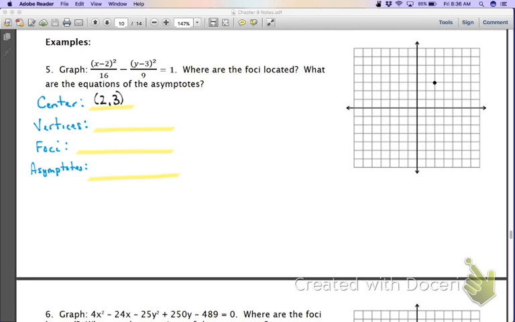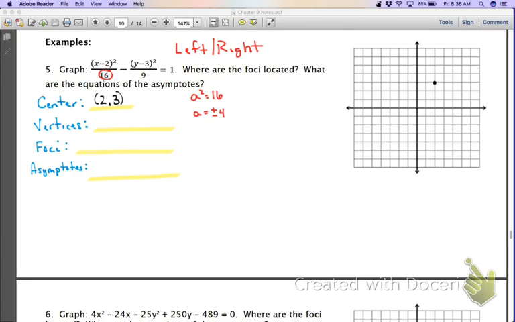So first off, is it going to be top and bottom, or left and right? Left and right. So it's left and right. So then a squared is equal to 16. So what's my a value? Plus or minus 4.